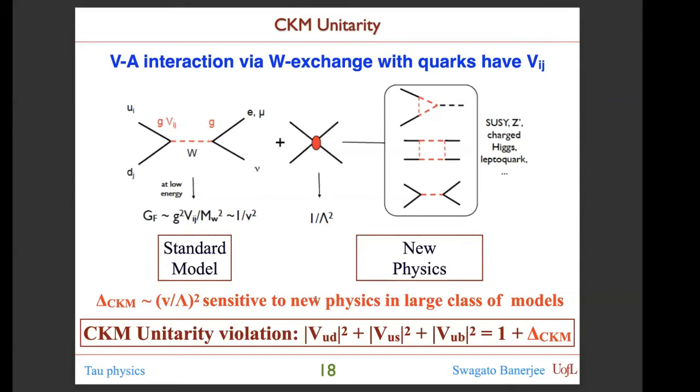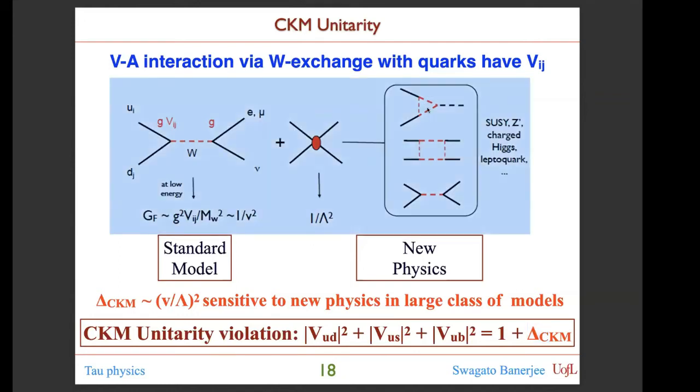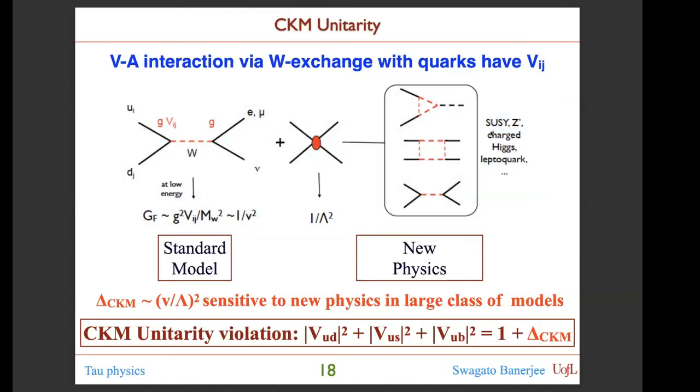However, we can have a violation of this equation by having a term that deviates from 1, and this is proportional to the new physics, given that it can come into the loops as shown in these diagrams. So we can have Z prime or leptoquarks or charged Higgs that contribute to this deviation delta, and that will show up in a large class of models, and that will be specifically interesting in the tau decays.